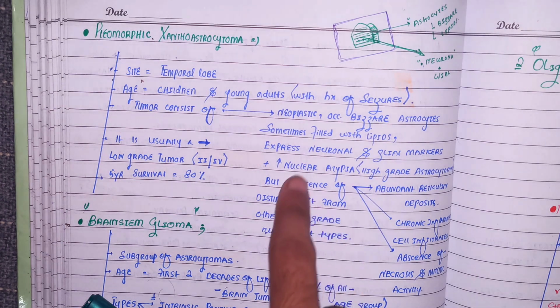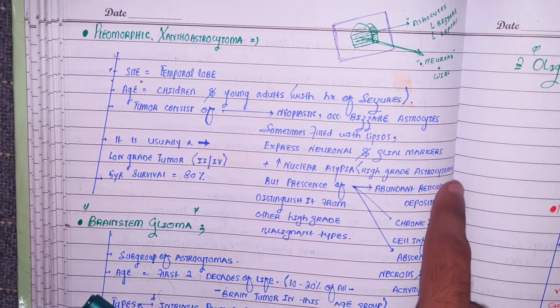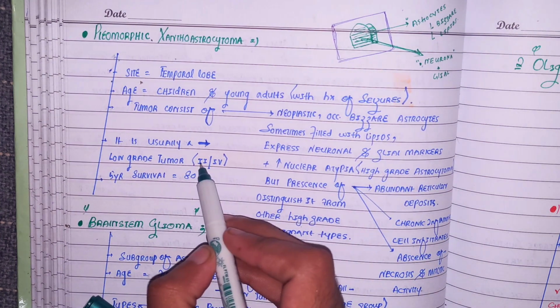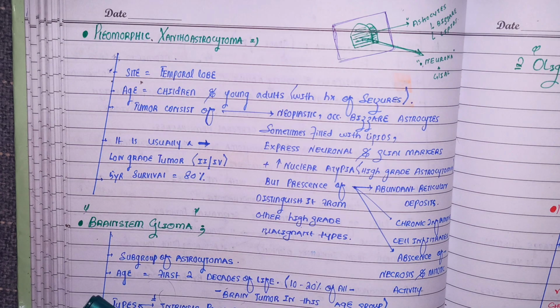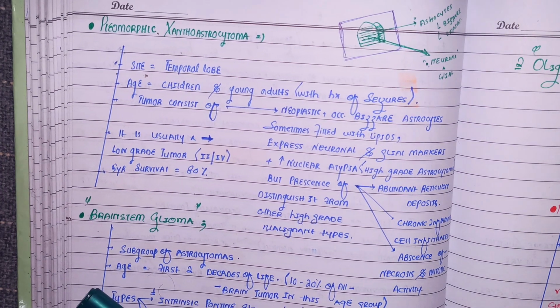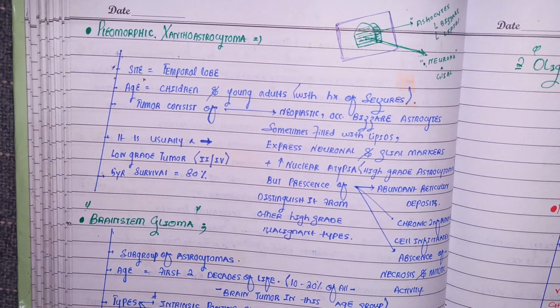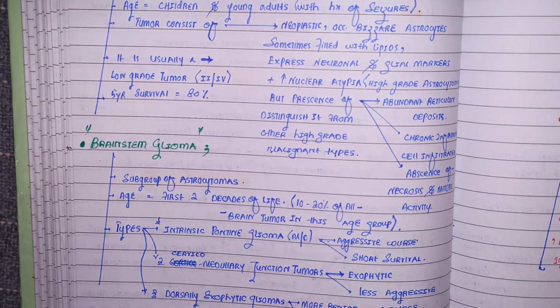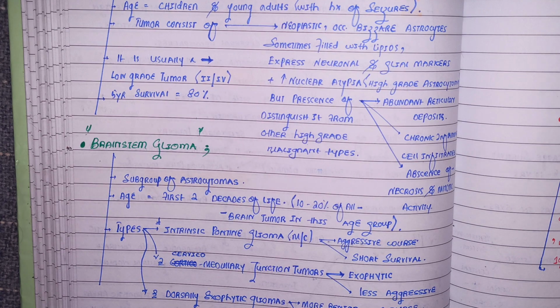Right, it is showing nuclear atypia, so you might be confused with the high grade astrocytoma, but it is usually a low grade tumor, that is a WHO grade 2 tumor. Five-year survival is looking really good, 80%, so prognosis is better in this case. Lastly, in the astrocytomas comes the brainstem glioma. It is also a subgroup of the astrocytoma, occurs in the first 2 decades of life, from 0 to 20 years of age.